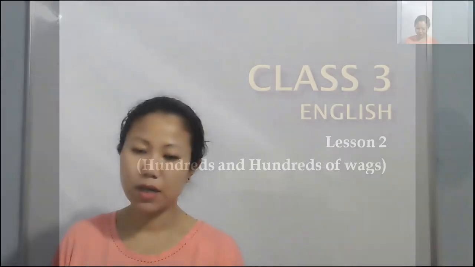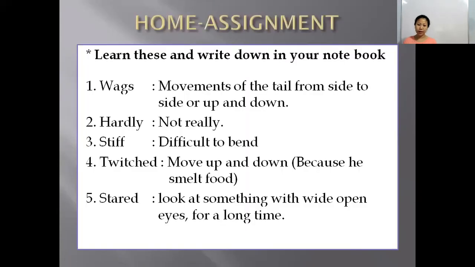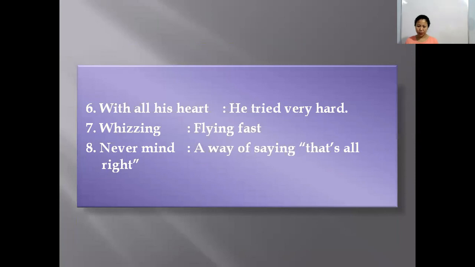And your assignment is to learn these words with their meanings and to write them down in your notebook. Number 1, wags: movements of the tail from side to side or up and down. 2, hardly: not really. 3, stiff: difficult to bend. 4, twitch: move up and down because he smelled food. Stared: look at something with wide open eyes for a long time. With all his heart: he tried very hard. Whizzing: flying fast.